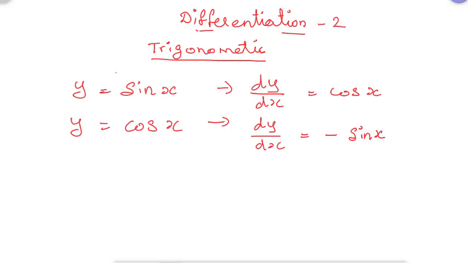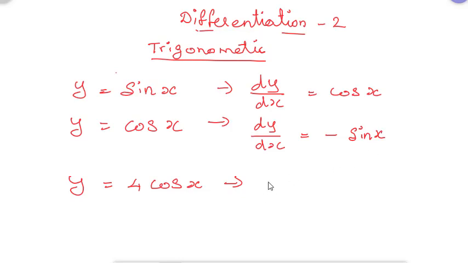For example, if we differentiate sin x, it changes to cos x. At the same time, if you differentiate cos x, it changes to negative sin x. Okay. For example, let me solve a simple problem. I take y equal to 4 cos x. I already mentioned that cos x directly changes to minus sin x.